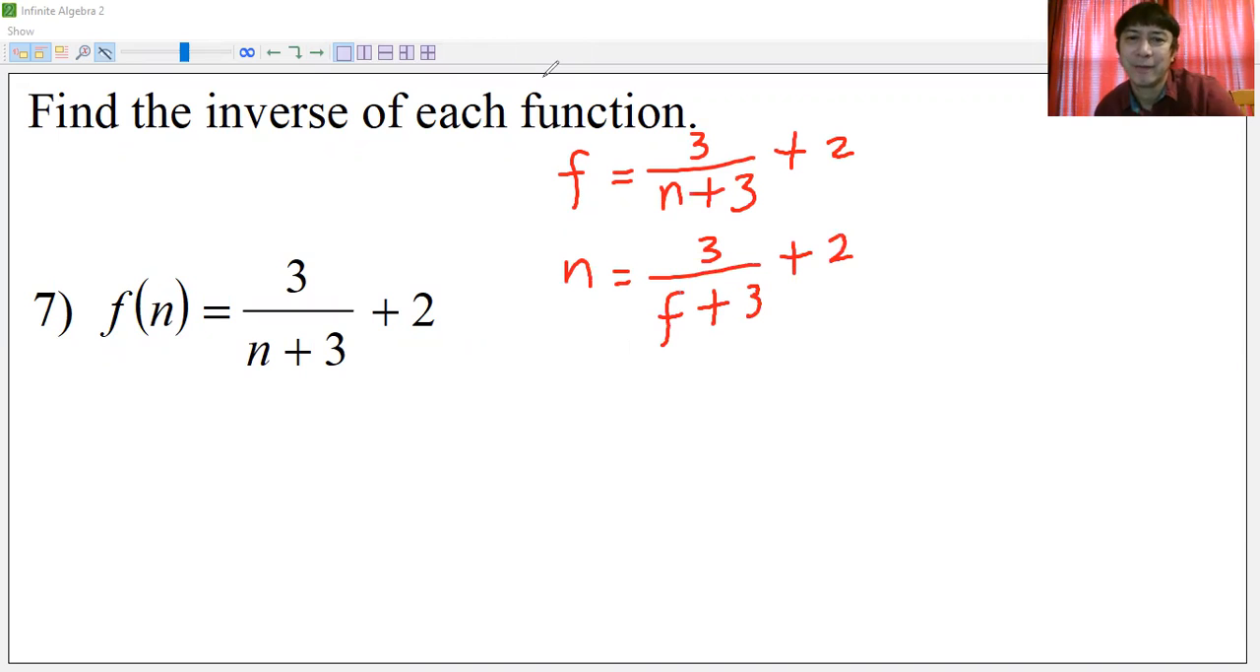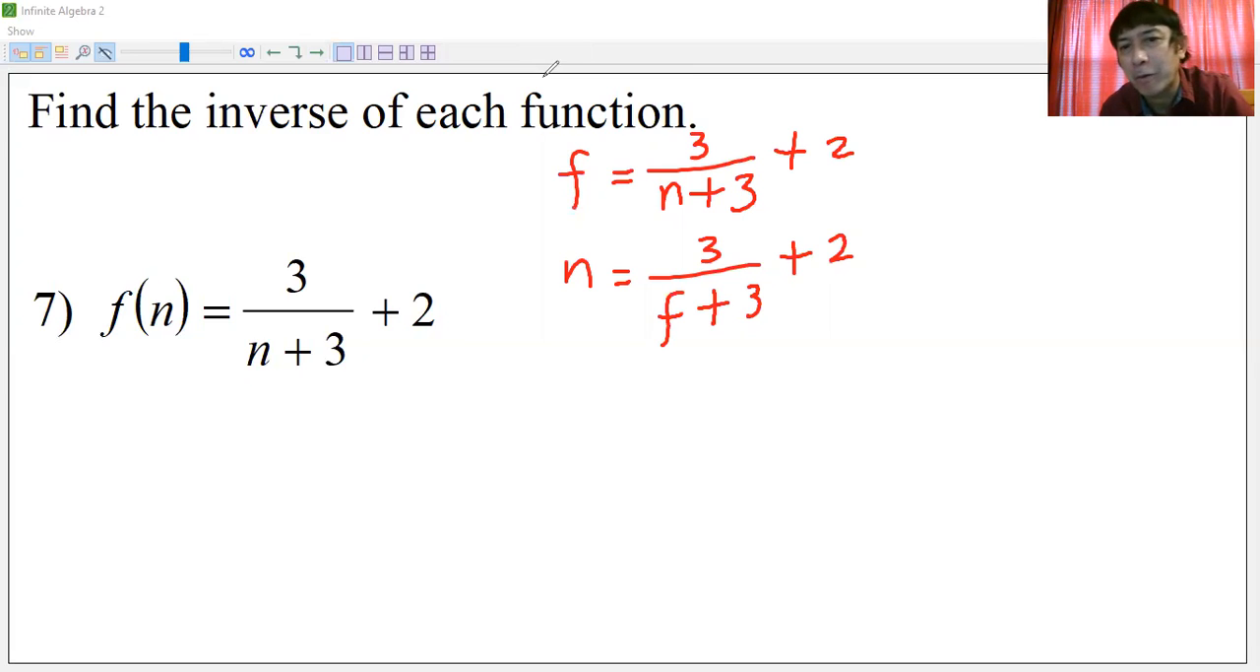All right, exchange places. So f is now n and n is now f. And then we shall try to solve for f in terms of n.